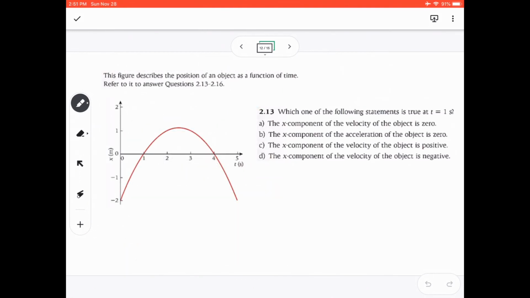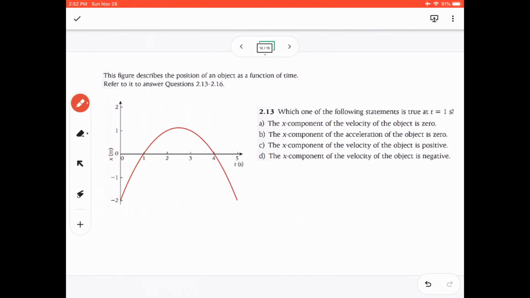Okay, let's refer to this figure for 2.13. Which of the following statements is true at t is equal to 1 second? So we are concerned with this point of the graph, t is equal to 1 second. Now this is a position-time graph. How do you know? Because the y-axis is x, which means position, and it's measured in meters. So that's position, and this is time. Okay, so this is a position-time graph.